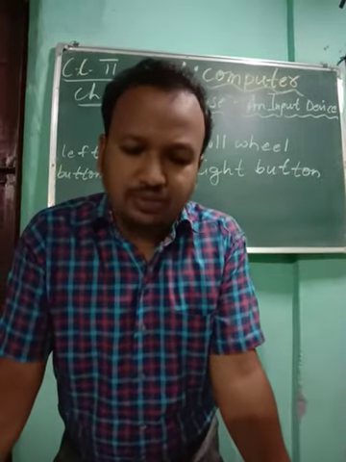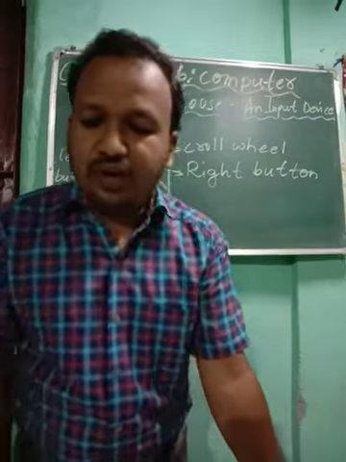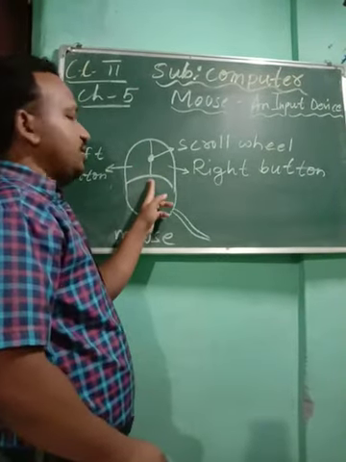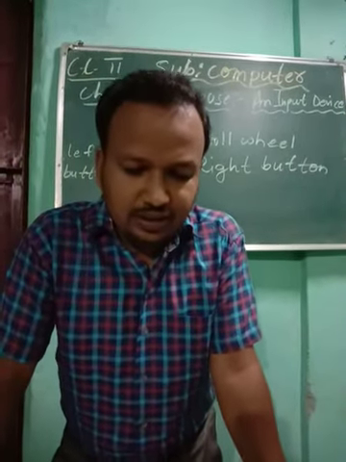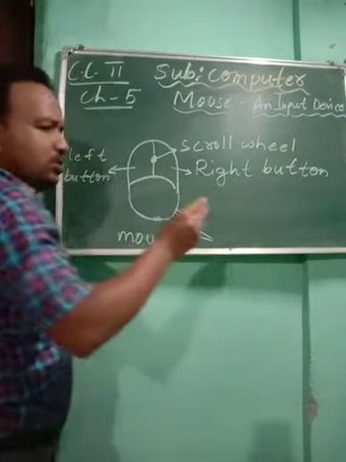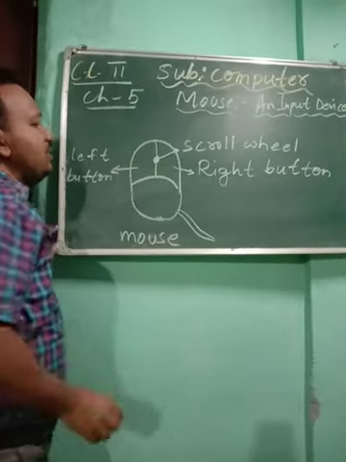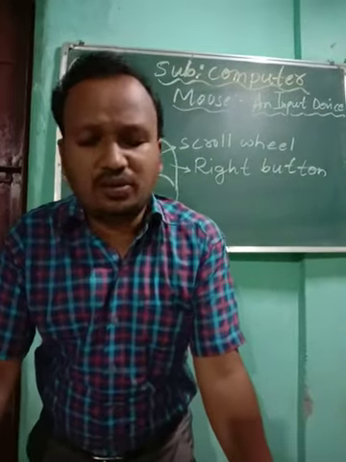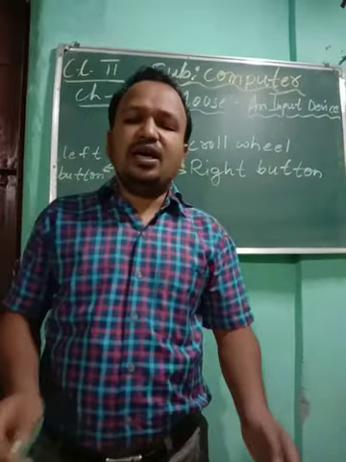In some mice you may find the scroll wheel is not here but on a different side. So mice are of different types. In some old mice there used to be 3 buttons also, but nowadays most mice have 2 buttons, right and left. Now let's start the chapter.